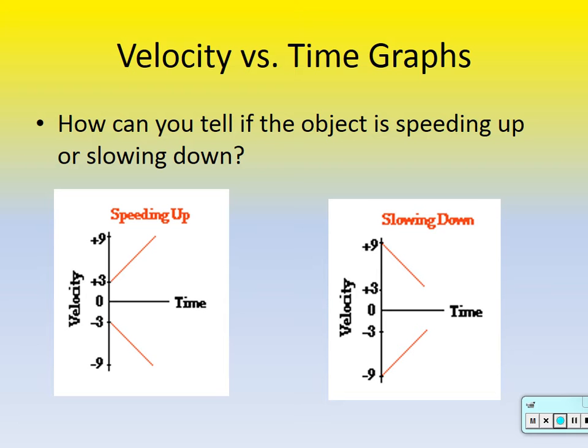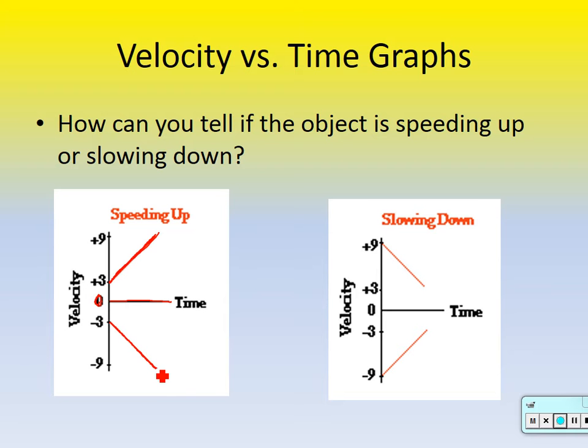Okay, how can you tell if the object is speeding up or slowing down? We just kind of talked about this. What's this one doing, guys? Going away from 0. Speeding up. Always remember that this line right here equals 0. So if you're getting away from 0, you've got to be speeding up. This guy's speeding up going which way? To the right. What is this guy doing? Speeding up to the left. Yeah, he's got a negative velocity, so he's going left but speeding up.